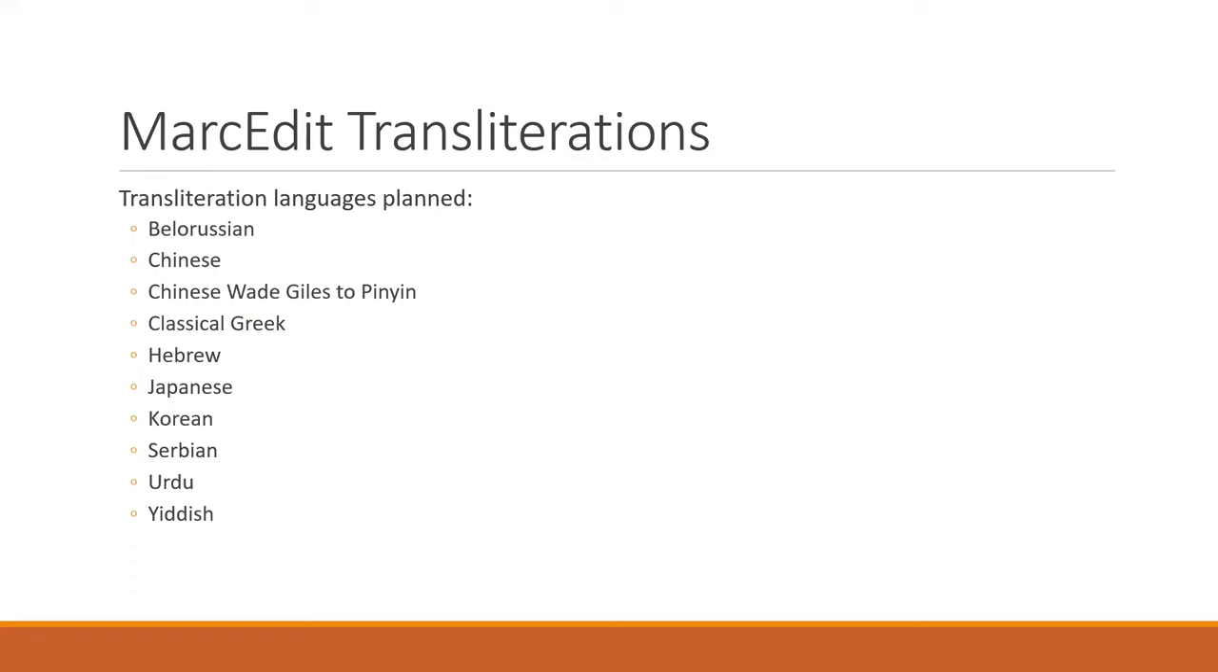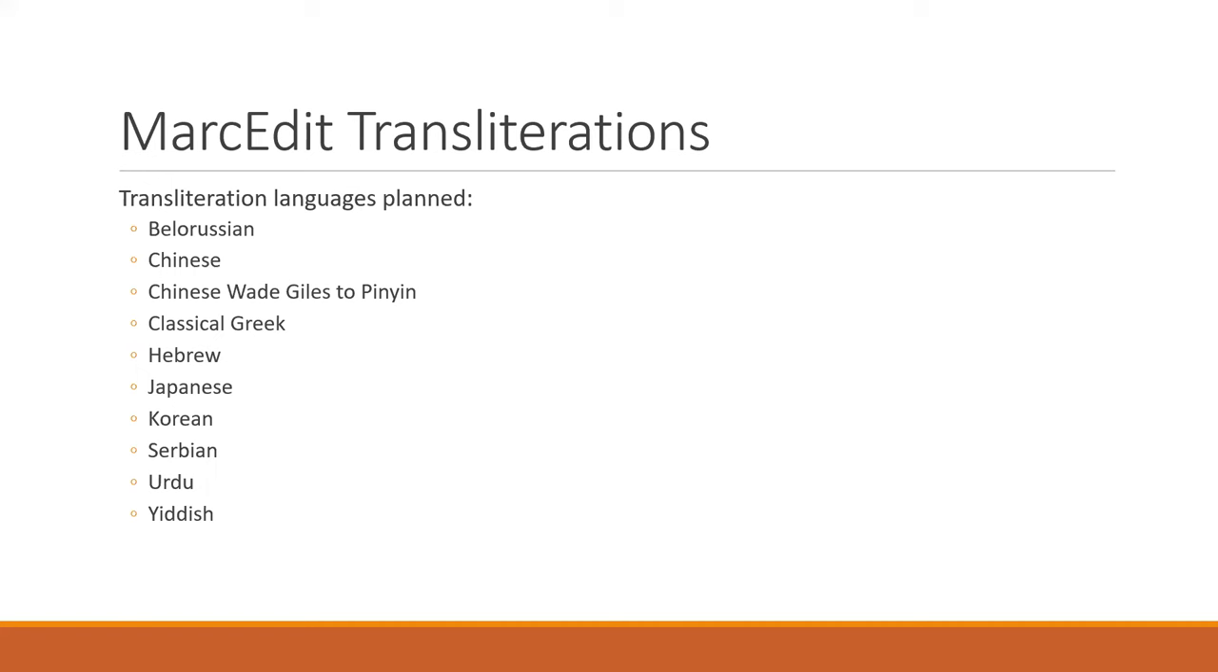These are the languages that the Library of Congress had provided me: Belarusian, Chinese, Chinese Wade-Giles to Pinyin, which I'm not super familiar with, so that'll be interesting to look at. Classical Greek, which I have no idea what that is at the moment, like if this is modern Greek or really classical Greek. Hebrew, Japanese, Korean, Serbian, Urdu, and Yiddish. These are the languages that they provided me. So these will be the languages that I'll work on next.